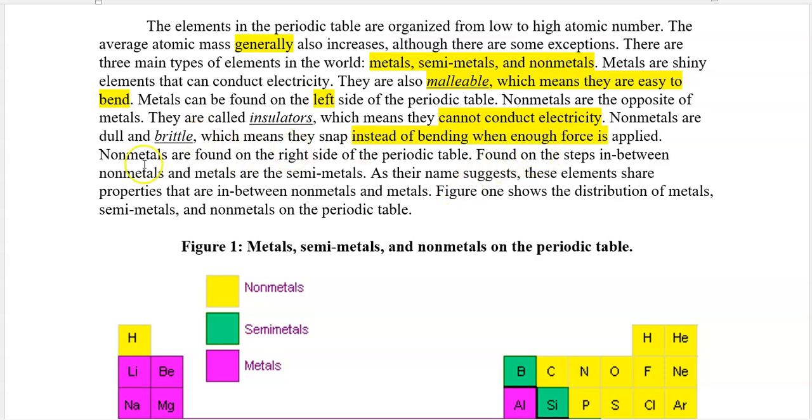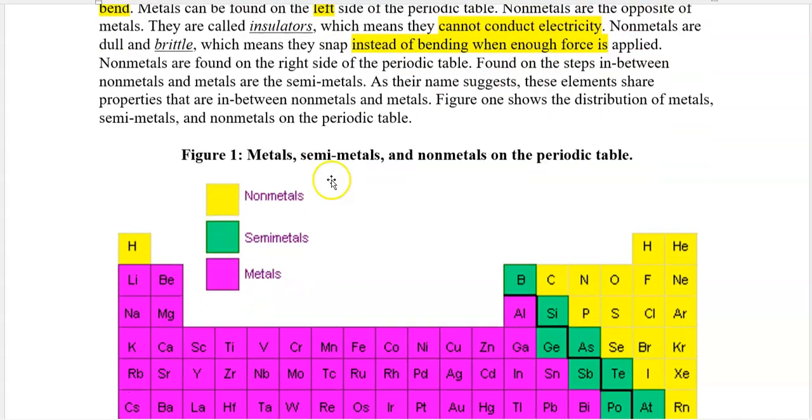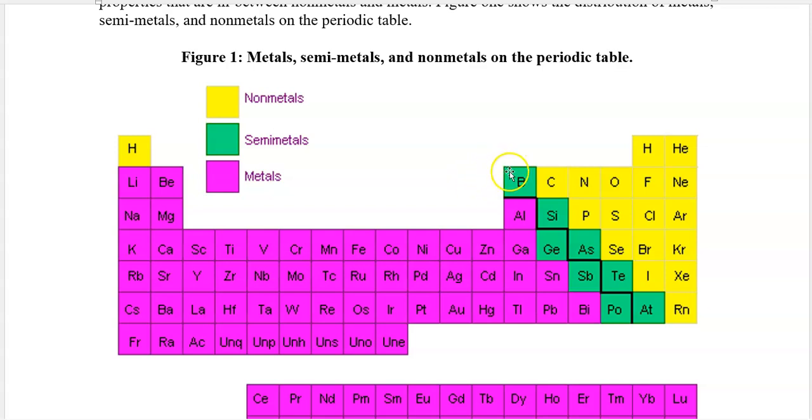Found on the steps in between nonmetals and metals are the semimetals. As their name suggests, these elements share properties that are in between nonmetals and metals. Figure 1 shows the distribution of metals, semimetals, and nonmetals in the periodic table. So on the periodic table, there's a little kind of staircase. A lot of periodic tables actually have it bolded. Hopefully yours does as well. And on that staircase is where the semimetals are. Basically, if it touches the staircase, it's a semimetal, with the exception of aluminum, which is a metal. So anything to the left of that is a metal, except for hydrogen, which is a nonmetal, along with everything to the right of the semimetals.